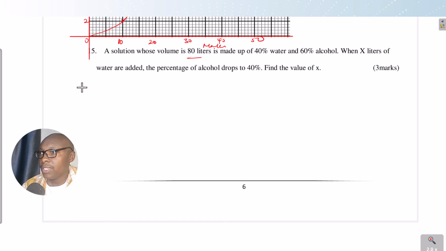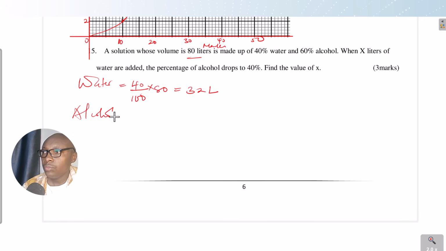Water makes 40%. So let us get the liters of water. So because water is 40%, 40 over 100 times 80. This will give us the number of liters of water, which will be 32 liters for water. And then for alcohol is 60%. So 60% of 80 liters.